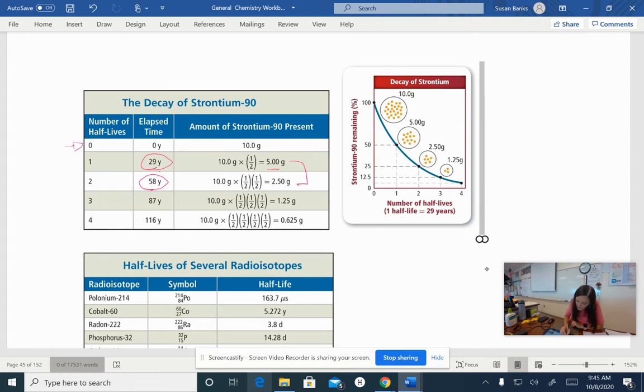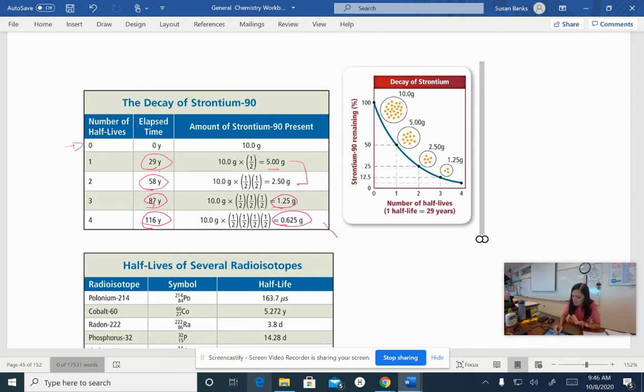So if I go through yet another half-life, what's half of a half of a half? Let's see, a quarter divided by 2 is going to be an eighth. So I would have 1.25 left. And if I go through yet another half-life, a half of a half of a half of a half. Let's see, an eighth divided by 2 would be a 16th. So I would have 0.625 grams left.